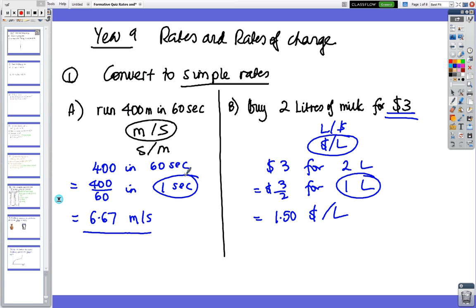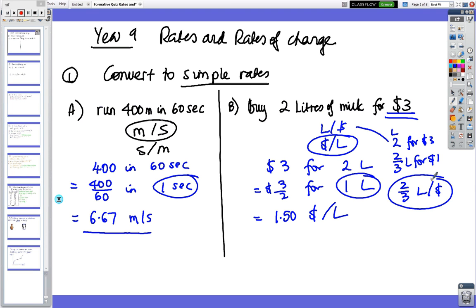Okay, so if we want to have litres per dollar, we'd have 2 litres for $3 equals 2/3 of a litre for $1, and so it'd be 2/3 litres per dollar. So that answer would also be right. Okay, come across when you're ready.